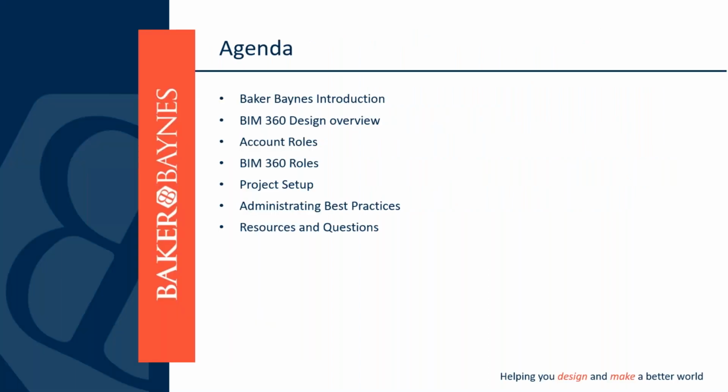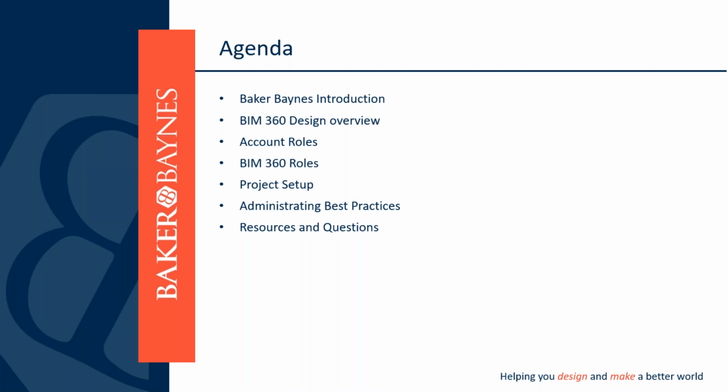Having a look at the agenda for today, I'll give you a short introduction of Baker Baines, who we are and what we do. I'll then give you a brief overview of BIM 360 design and how it fits into the BIM 360 platform. We will also look at the various account roles, how to add and also entitle users. Under BIM 360, we will look at the difference between account and project admins, permission levels between the two admins, and then also a visual workflow of setting up BIM 360 design.